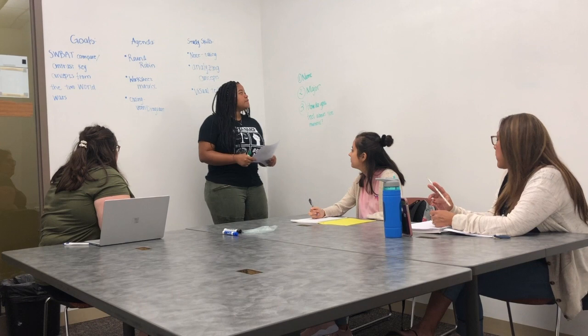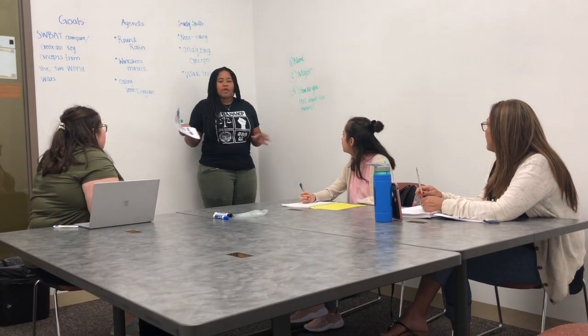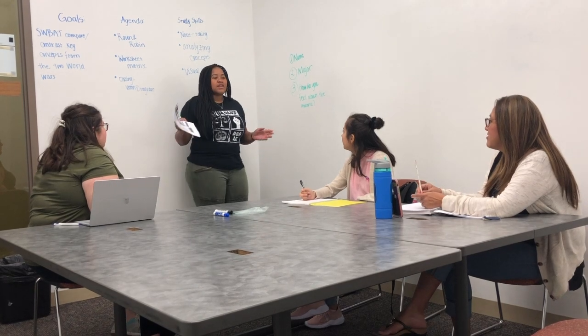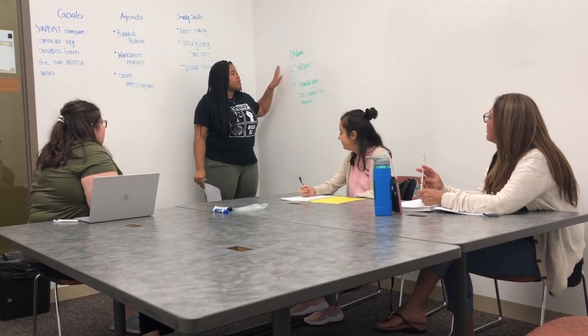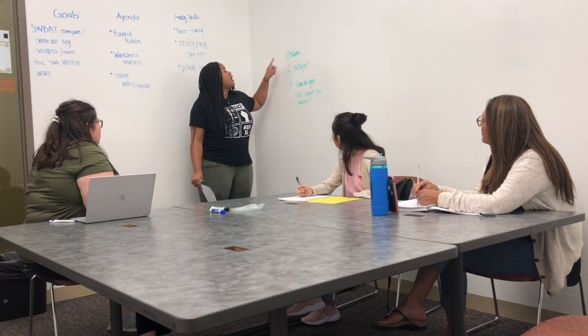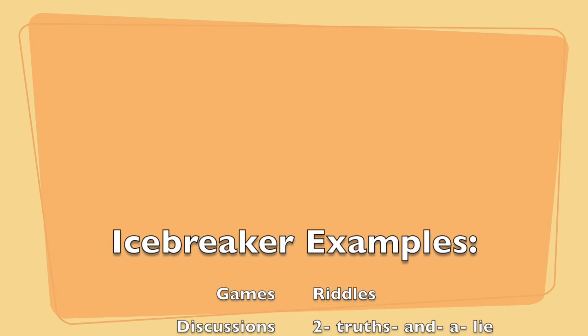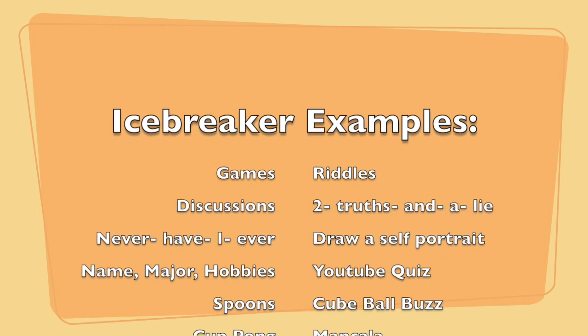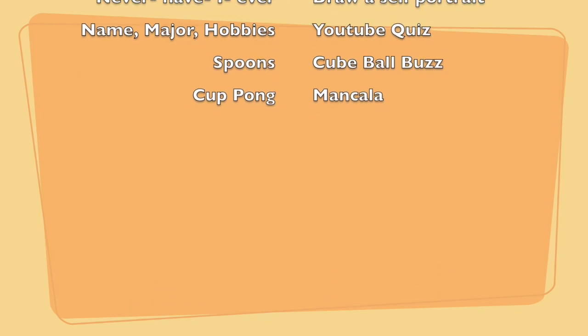Icebreakers can take the form of games, riddles, discussions, and so on, and usually only take a couple of minutes. For example, you can play 2 truths and a lie or never have I ever. You can have the students draw a self-portrait, or you can simply open a discussion by asking questions about their name and major, and their hobbies or interests.